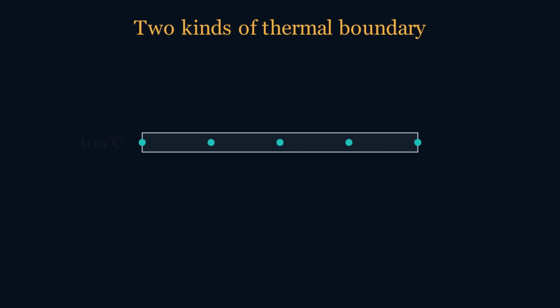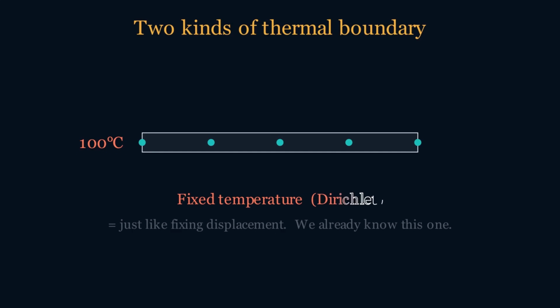The first kind is a fixed temperature, say, one end clamped at 100 degrees. This is a Dirichlet condition, and it's exactly what fixing a displacement was. We handle it the same way, the value is known, so we reduce the system.